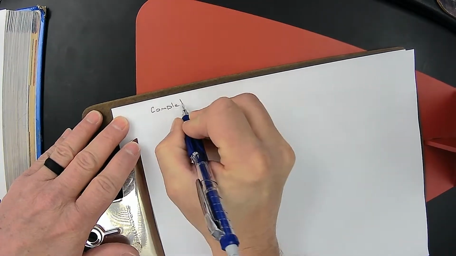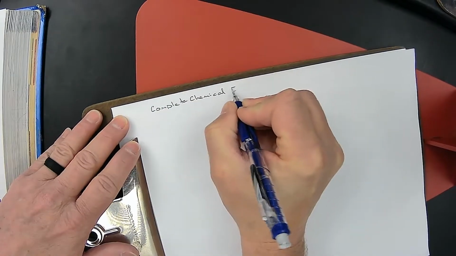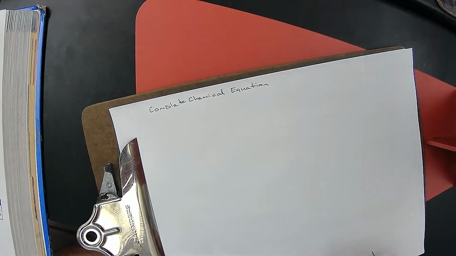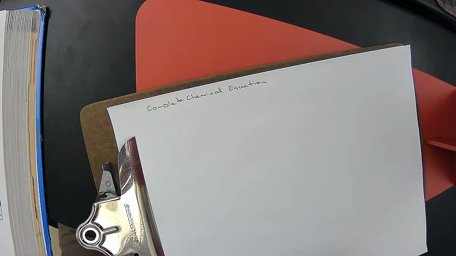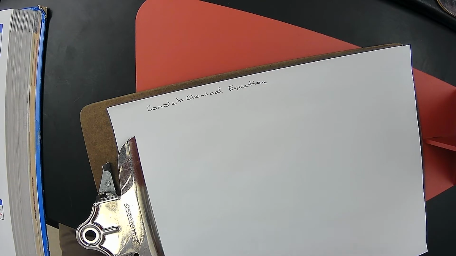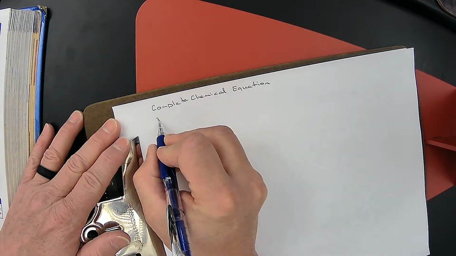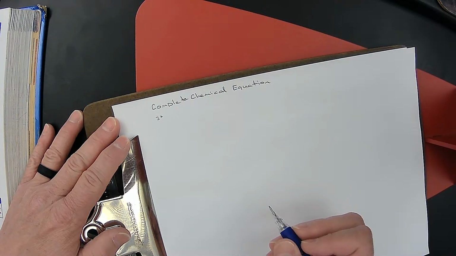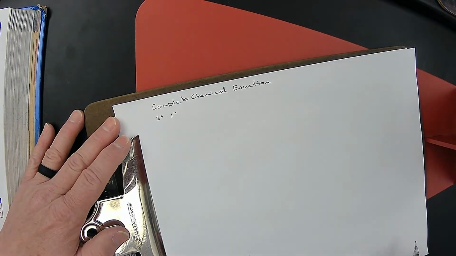The complete chemical equation. And the first substance that was given was aluminum chloride. When I look at aluminum on the periodic table, it turns out that aluminum is in column 3A. Because it's in column 3A, aluminum is a 3+ ion. And chlorine is in column 7A, so it's a 1- ion.